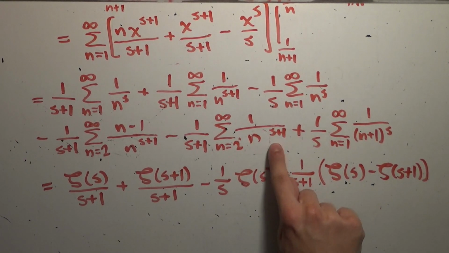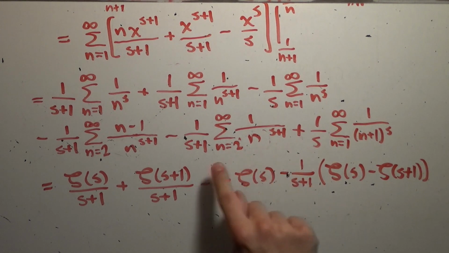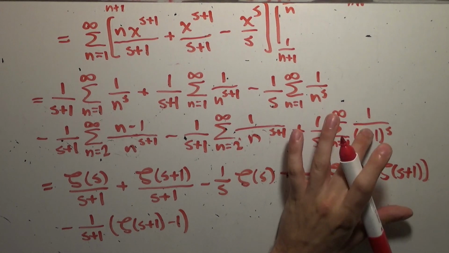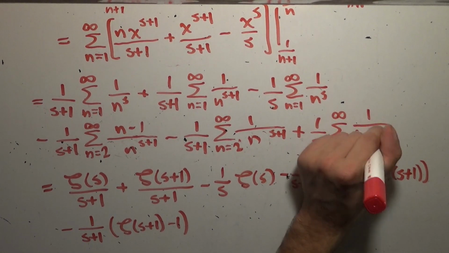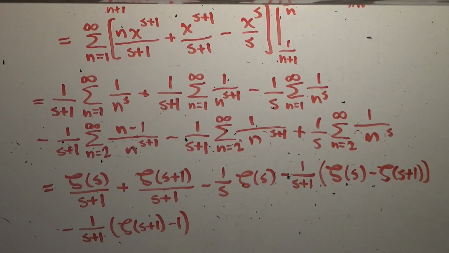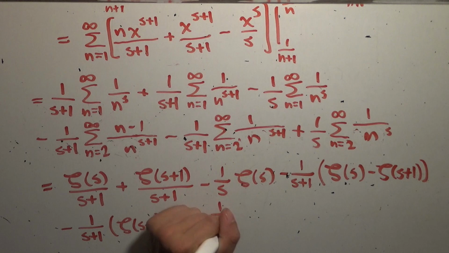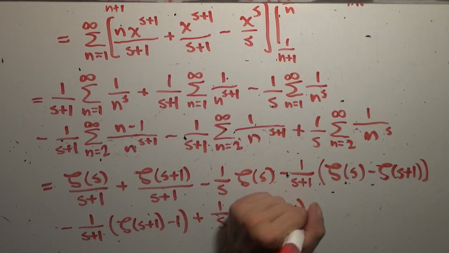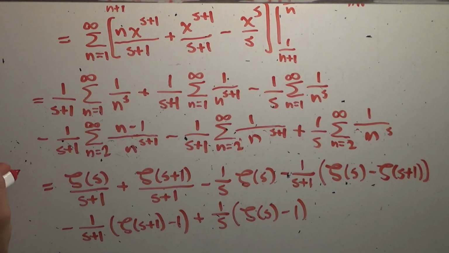And so we're going to get zeta of s plus 1 minus 1 times minus 1 over s plus 1. So we get minus 1 over s plus 1 times zeta of s plus 1 minus 1, and then the exact same argument here. So we plug in n minus 1, the index has to go up by 1, and now we have zeta of s minus 1 all times 1 over s. So we get plus 1 over s times zeta of s minus 1. So finally, I'll just delineate this.